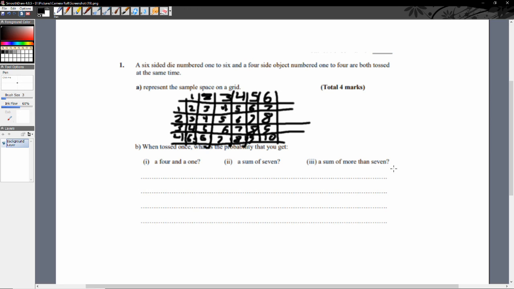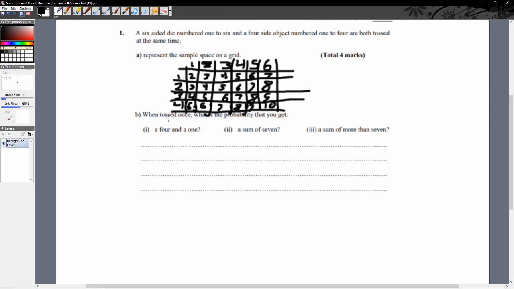Now here it asks 3 possible questions. When tossed once, what's the probability that you will get a 4 and a 1? So there are 2 ways that you can get a 4 and a 1. You can get a 4 here and a 1 here, or a 4 here and a 1 here. That means there are 2 possible ways that that could happen. Out of the total ways, you can just multiply the rows by the columns in this chart. So you have 6 times 4, which is 24. So it's 2 out of 24 possibilities.